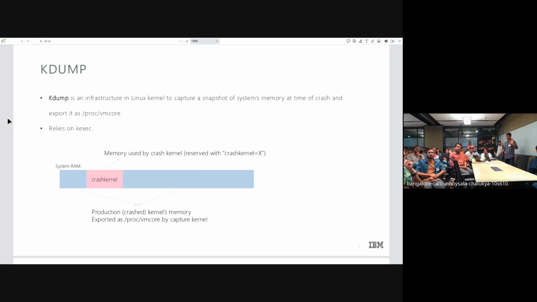So to summarize, the idea is: the first kernel boots, reserves some memory, and loads a crash kernel, which we also call a panic kernel, into that reserved area. And in the event of a crash, the kernel knows that it has to kexec to this.